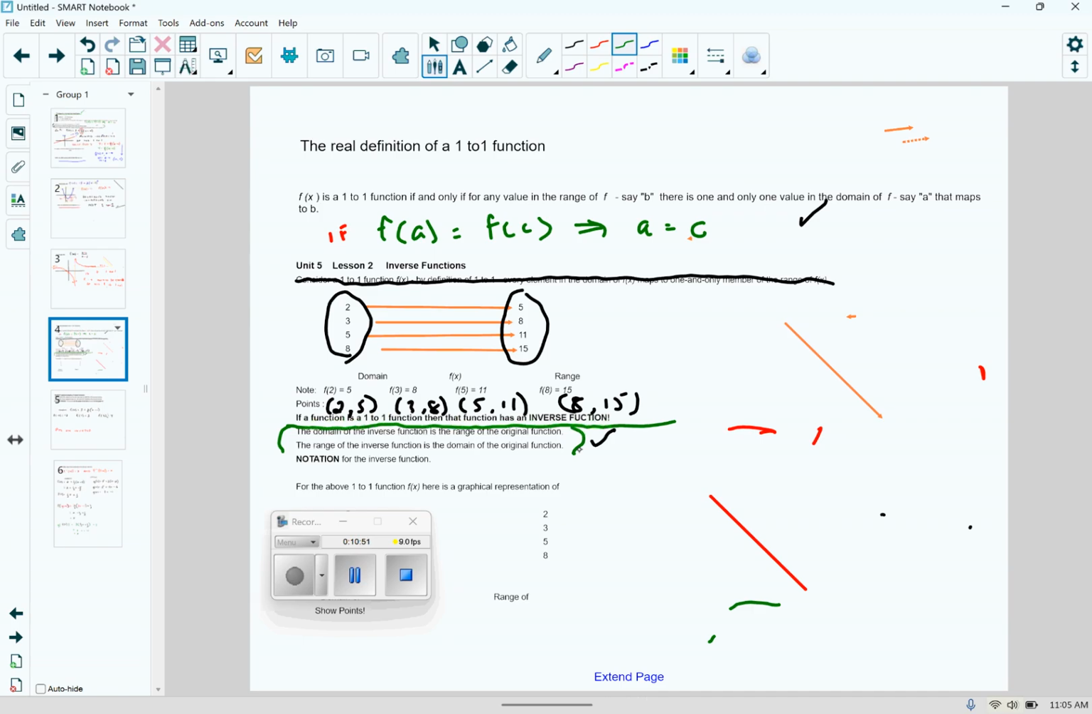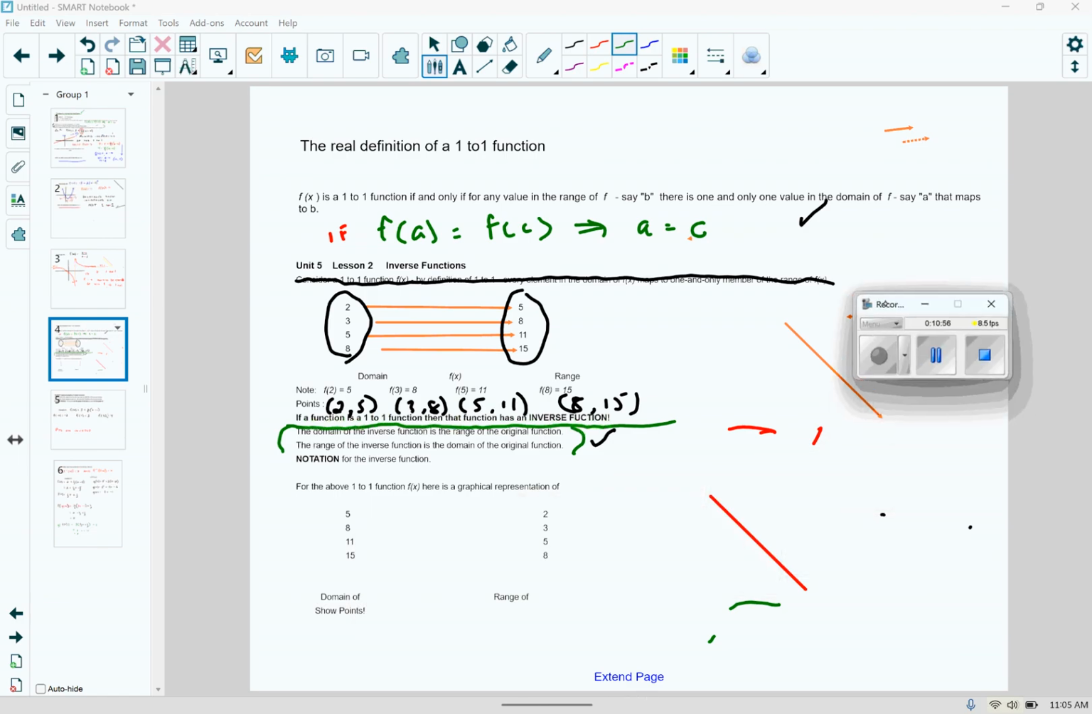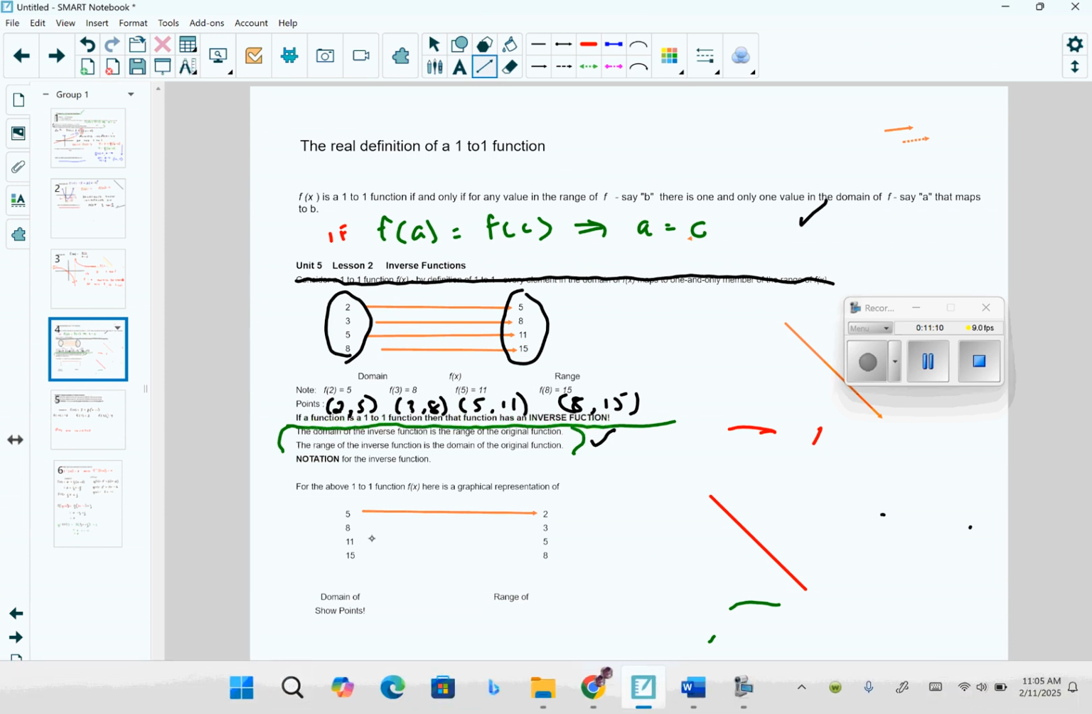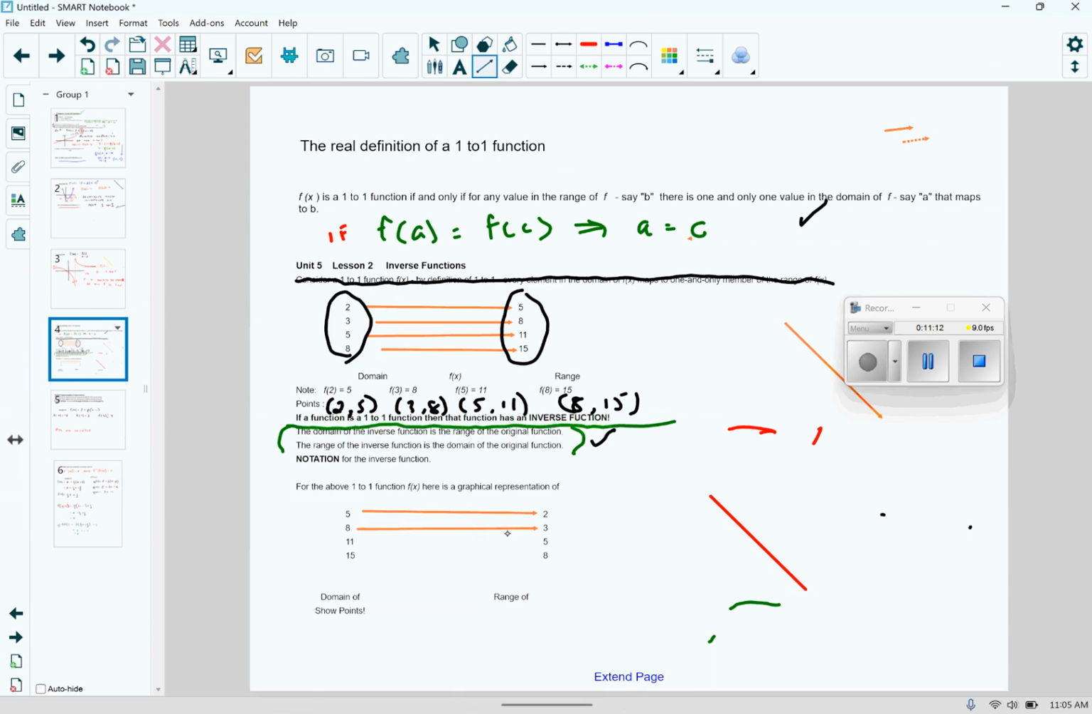Let me move this over here. So this guy is one-to-one, so I'm going to do a mapping of the inverse. And it's very simple. 5 is going to map to 2. 8 is going to map to 3. 11 is going to map to 5. And 15 is going to map to 8. And this is the domain of the inverse, and we're going to denote the inverse f of -1.